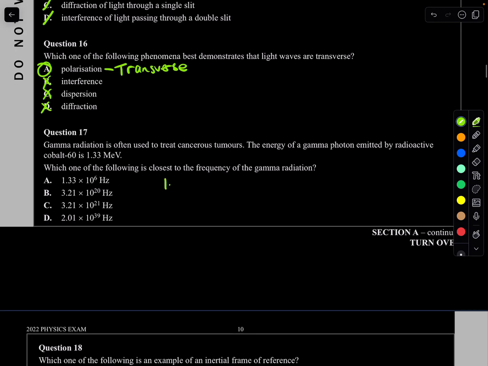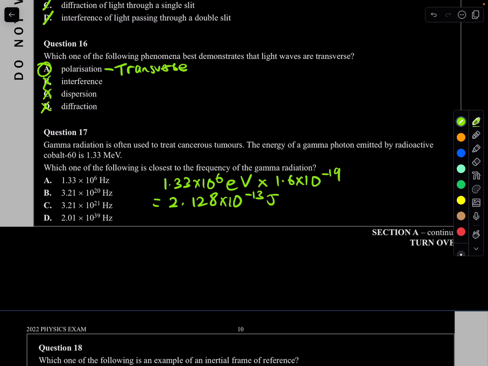So, 1.33 times 10 to the power 6 electronvolts. Remember, we want to convert this to actual joules, and to do that we just multiply it by 1.6 times 10 to the negative 19. That's going to give us what? We also want to make sure it's always in joules. Makes our life much easier. That times 1.6 times 10 to the negative 19 gives me 2.128 times 10 to the power of negative 13 joules.